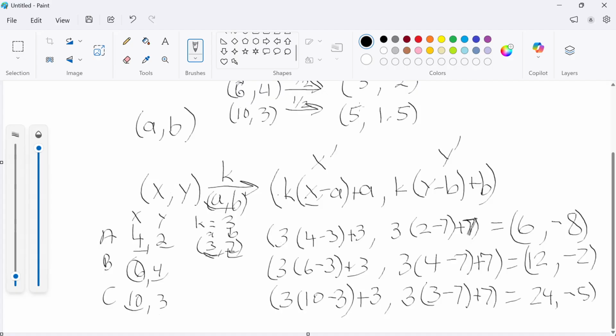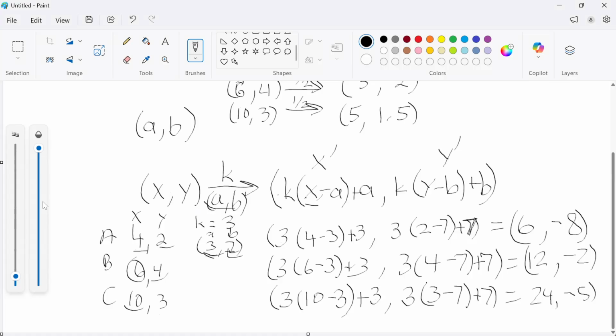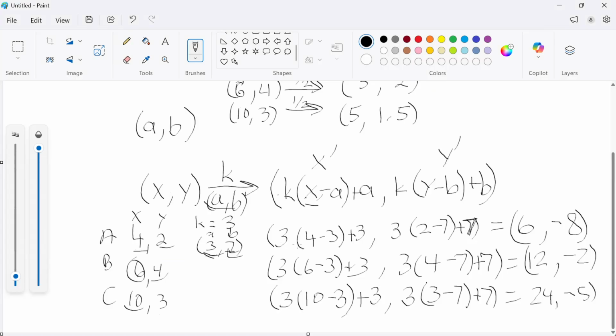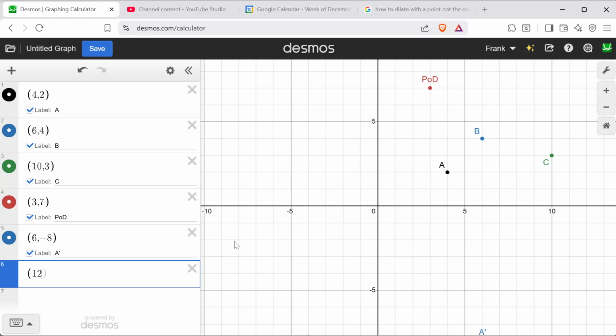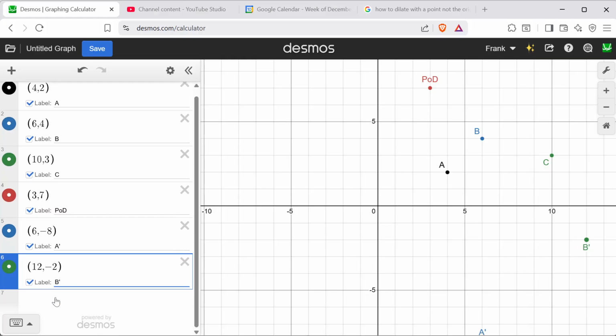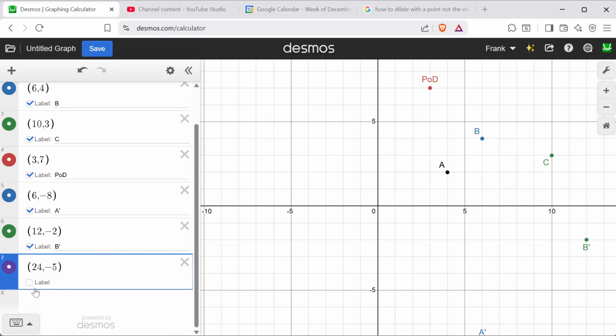So now I'll put these points in just so I can see them. This is 6, negative 8, and that one I'm calling A prime. I'm labeling them just so I can show them. 12, negative 2, that's B prime. All the work is done now, I'm just visualizing it. And then I get 24, oh my goodness, 24, negative 5, that's C prime.